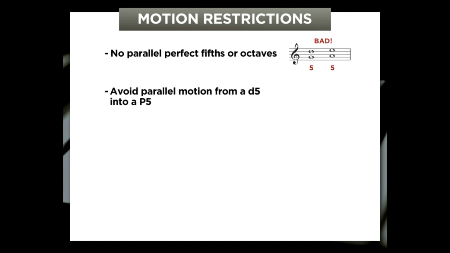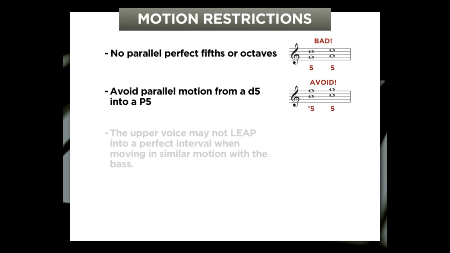A related prohibition is that we want to avoid parallel motion from a diminished fifth into a perfect fifth. So here's the white note diminished fifth, B to F. And we want to avoid parallel motion into a perfect fifth. That diminished fifth wants to do something very different and collapse into a third by moving it to a fifth. There's a hollow sound. We have a very dissonant sonority followed by a very consonant one. It's just a bit jarring.